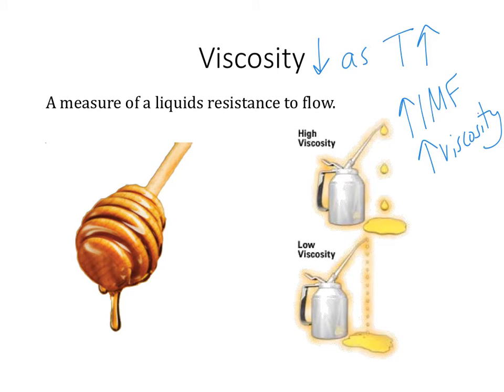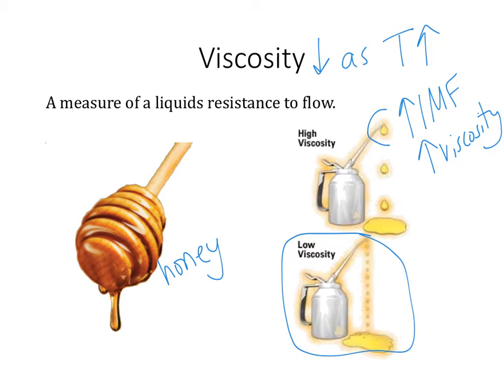A good example of something that's very viscous is honey. And over here on the right, I have two different types of oil. This one on the bottom has a low viscosity. You can tell it's dripping very quickly, whereas this one on the top takes a lot more time, with larger drops, because it's much thicker.